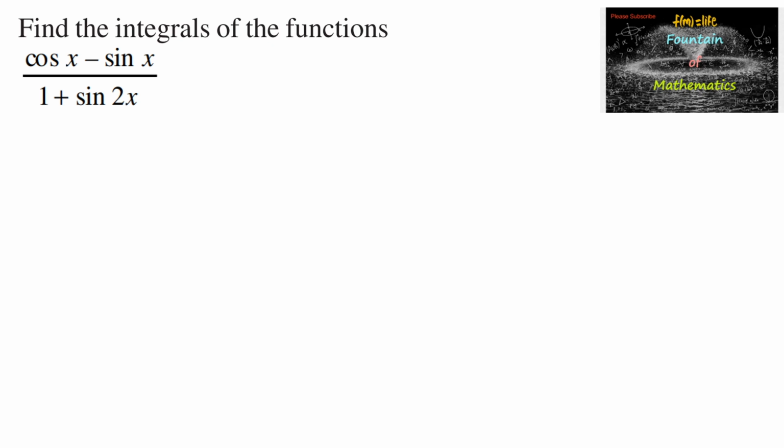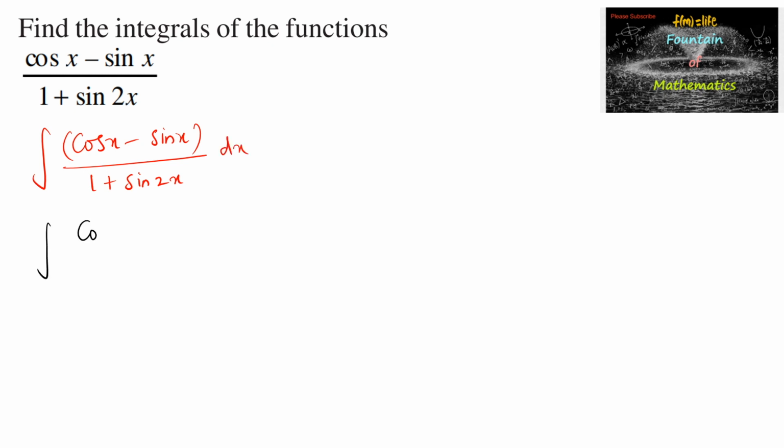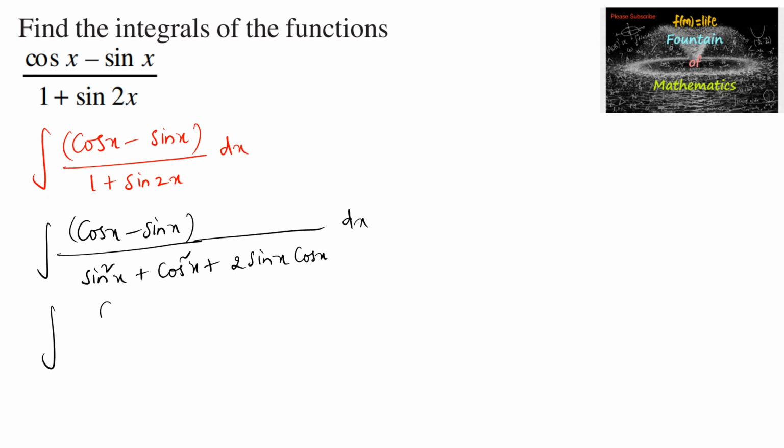Find the integral of the function cos x minus sin x upon 1 plus sin 2x dx. We can write the numerator as cos x minus sin x, and the denominator 1 we can write as sin square x plus cos square x, plus sin 2x we can write as 2 sin x cos x. So we have cos x minus sin x upon the denominator, which is sin x plus cos x the whole square.